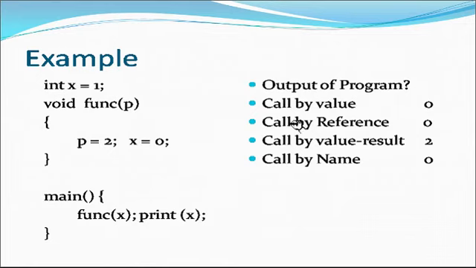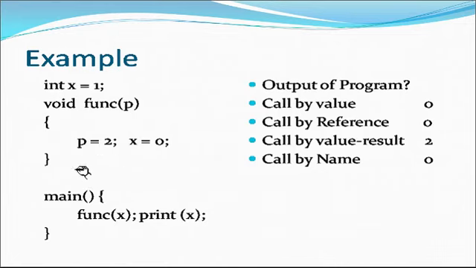Similarly, you can understand for call by reference and call by name. But very interestingly, look at what is the output of call by value result. It will be 2 and it will not be 0 as in other cases. Why will it be 2? So if you try to understand, when you make a call, the initial value is 1. So p value is 1. Now p value is 2 and x value is 0.